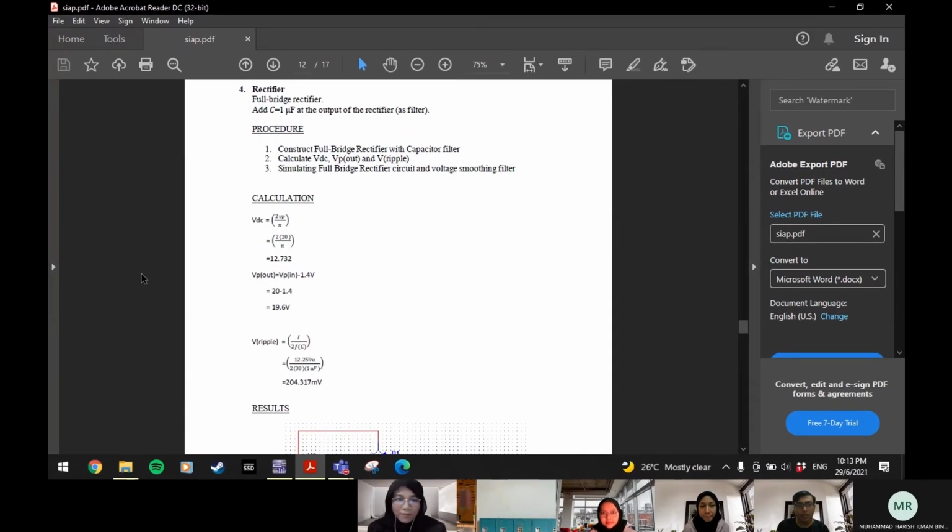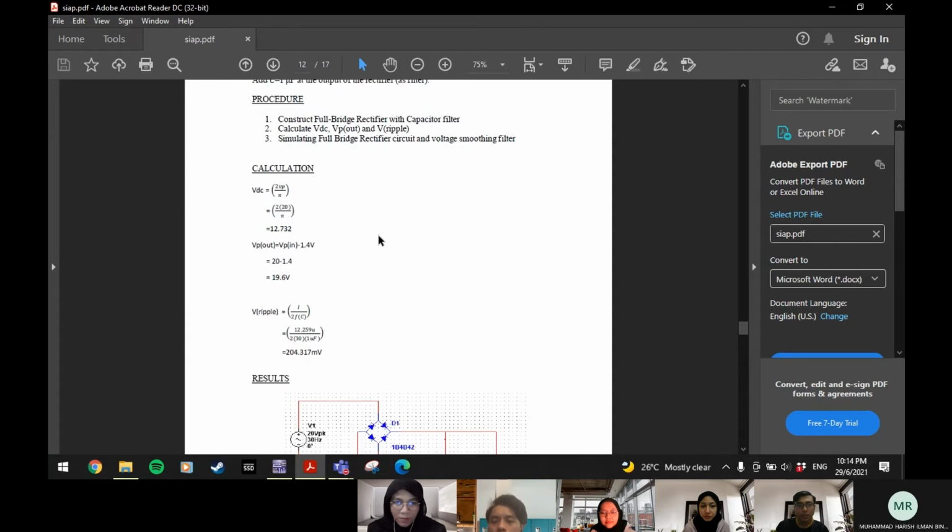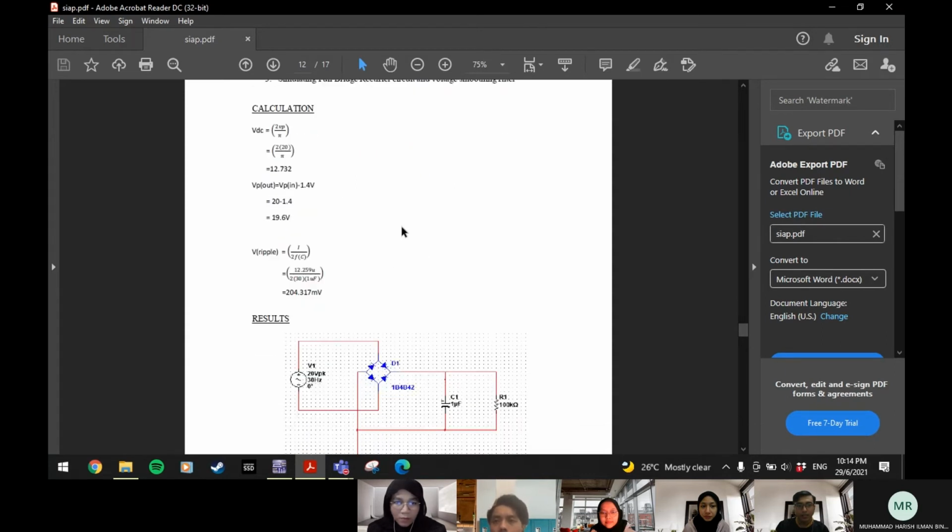Assalamualaikum, this is for my part, the full bridge rectifier. The procedure is we need to construct a full bridge rectifier with a capacitor filter, calculate VDC, VP out, and V ripple, and also simulate the circuit.